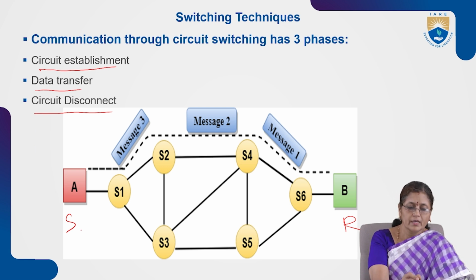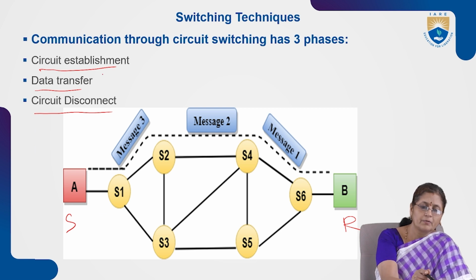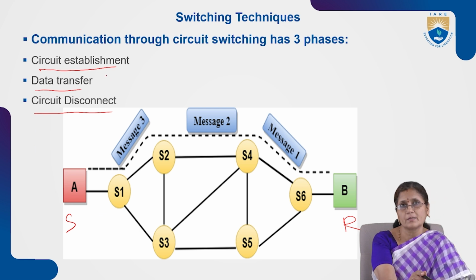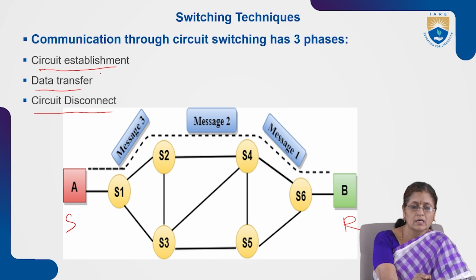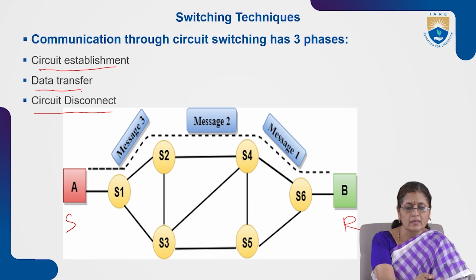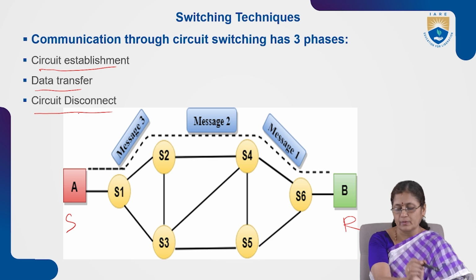First of all, the communication is established by circuit establishment. All this is a step by step process, and all of it is programmed. In the circuit switching process, first circuit establishment takes place. Later on, the data transfer takes place. Then after transferring the data, the disconnect of the circuit takes place.